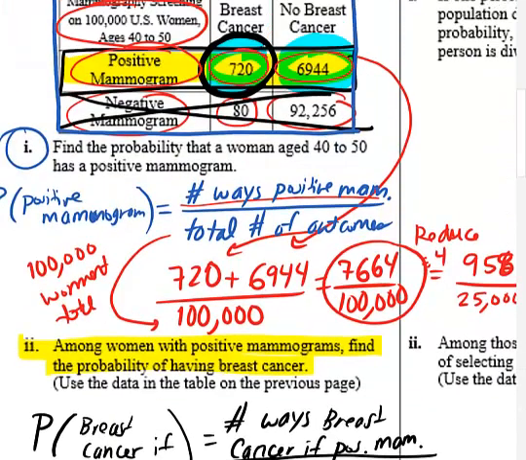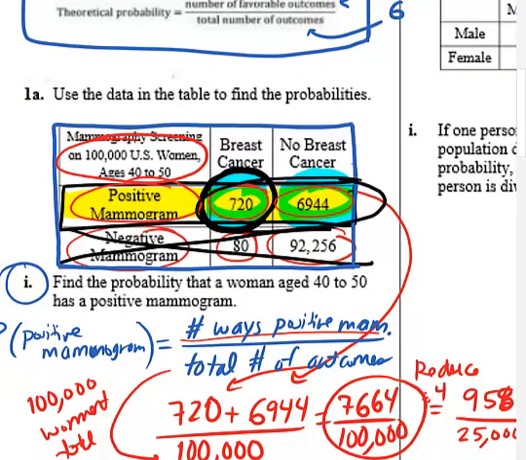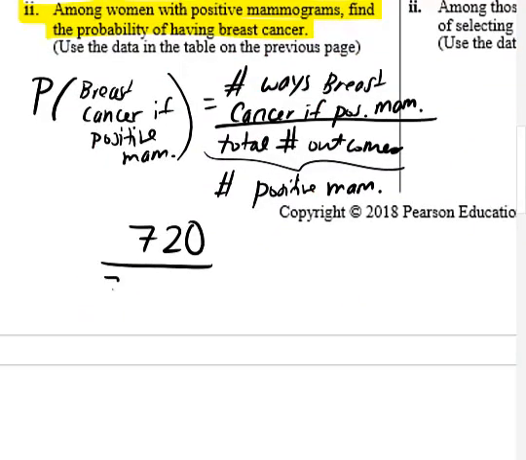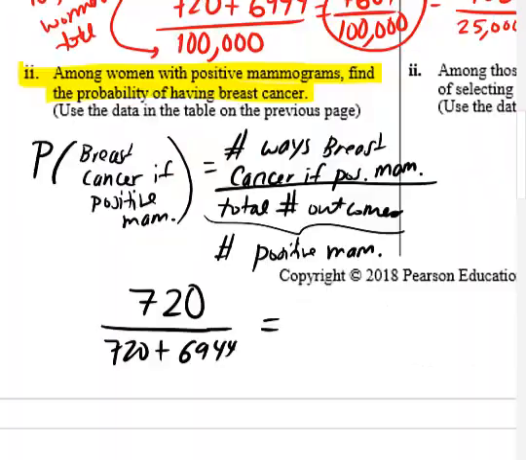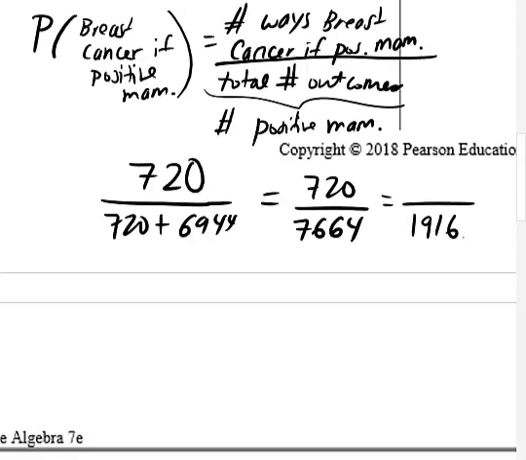The denominator is the total number of ways you can have a positive mammogram, so that'd be these two added together: 720 plus 6944. Both of those groups of women had positive mammograms, so that's the total number of women that had a positive mammogram. So 720 over 7664. Let me see. Does that reduce by 4? It does. The denominator divided by 4 is 1916. 720 divided by 4 is 180.